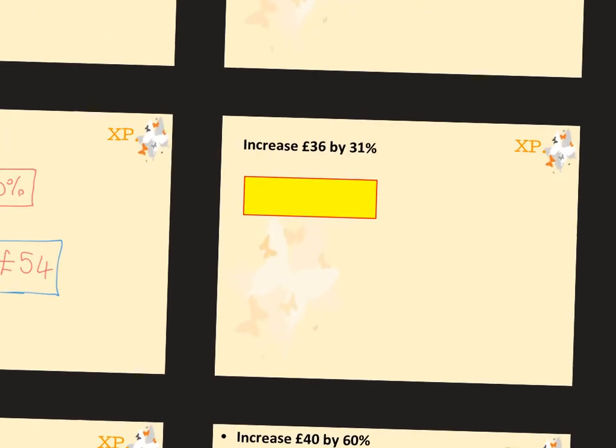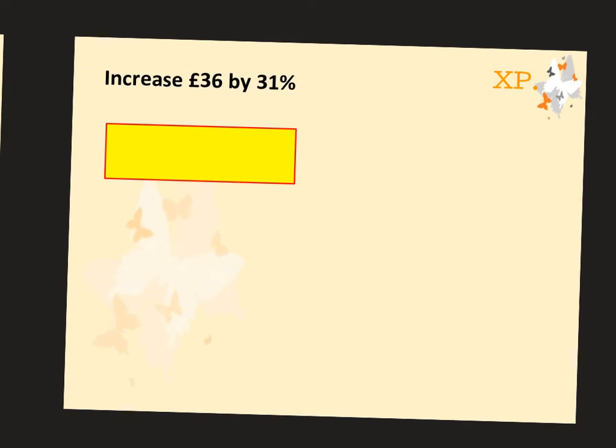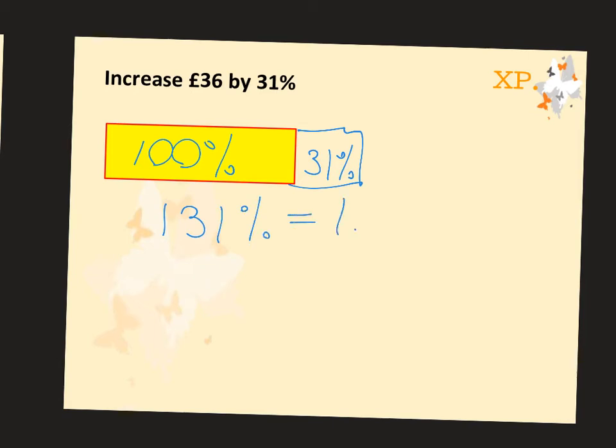Right, next one. So increase £36 by 31%. So if you're going to do this a long way round, it'd be a lot trickier, because getting the 30% is not too bad, but you still got decimals. Then getting the 1%, it's really faffy. So again, we've got 100% here, and we're going to add on 31%. So all together, we're wanting 131%.